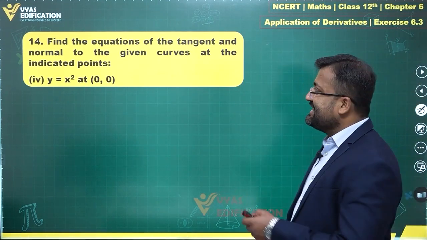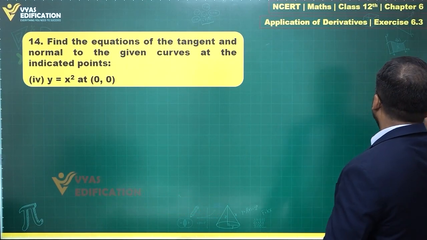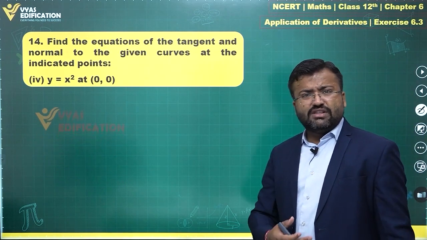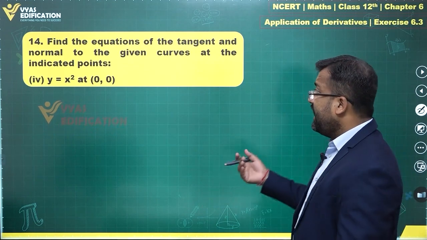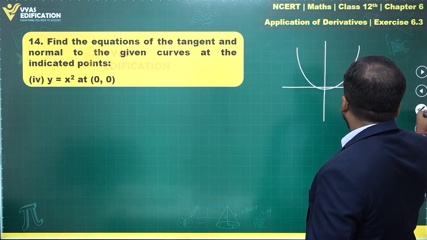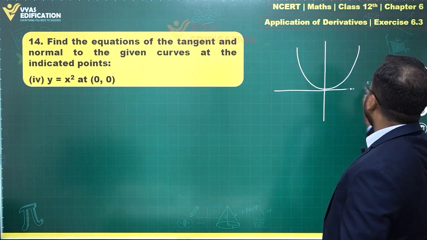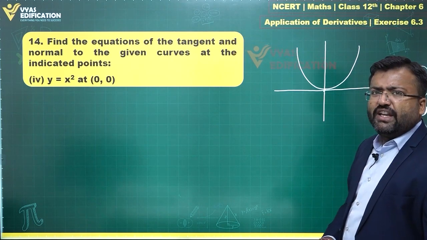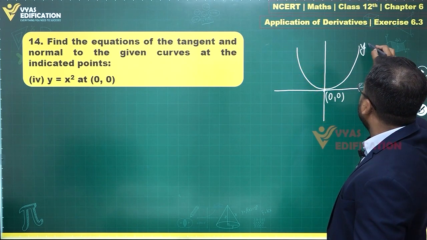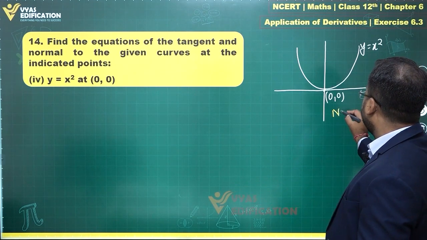Part fourth says y equals x square at 0, 0. We're supposed to find the equation of normal and tangent. Now, this y is equal to x square at 0, 0. This is a parabola, the standard parabola, and at 0, 0, the curve will be this. Can you easily find the equation of tangent and normal without doing any calculations? Maybe yes. At 0, 0, this is the curve y is equal to x square. So normal and tangent can be found easily.